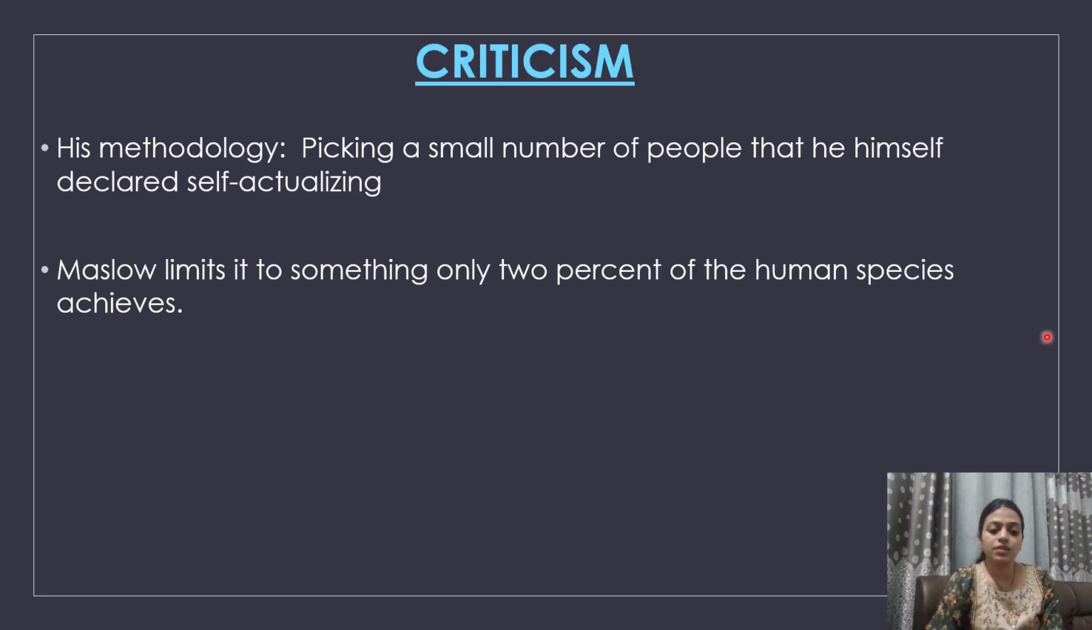This theory also faced certain criticism. His methodology was that he picked only a small number of people that he himself declared self-actualizing, and Maslow limits it to something only 2% of the human species usually achieve. Whereas certain other theorists believe that children are a very important example. Babies are important examples of achieving human self-actualization. Maslow didn't think that it could be achieved by children so young.